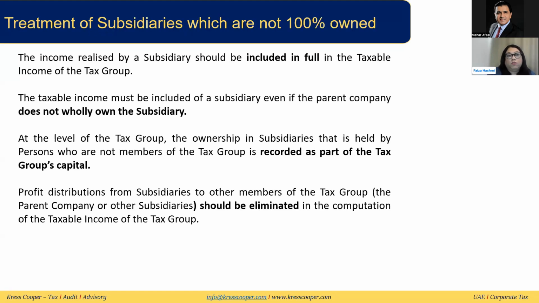Now, in terms of treatment of subsidiaries which are not 100% owned, any income which is realized by a subsidiary needs to be included in full in the taxable income. It doesn't matter if they are 100% owned or not. But at the tax group level, the ownership in the subsidiary that is held by persons who are not members of the tax group will be recorded as the tax group's capital. And any profit distribution from the subsidiaries to other members of the tax group, the parent company and other subsidiaries, will be eliminated in the computation of the taxable income of the whole tax group.